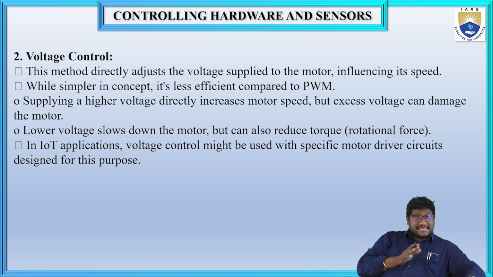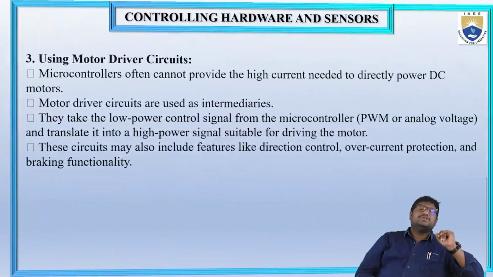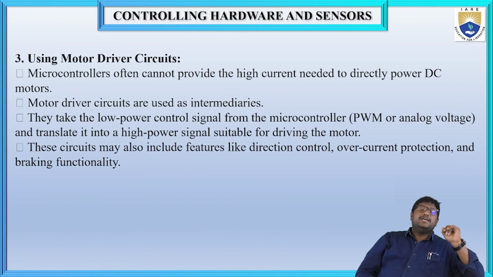And coming to the second factor, low voltage, which is going to slow down the motor, where we are reducing the torque, which is rotational force. Torque is nothing but a rotational force. In IoT applications, voltage control might be used for specific motor driver circuits. And coming to the third factor, which is using motor driver circuits.